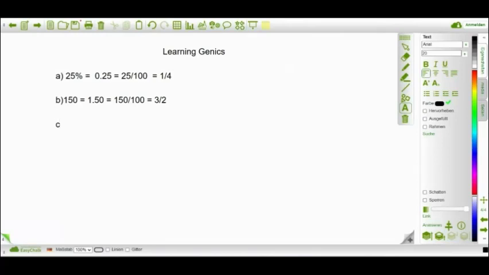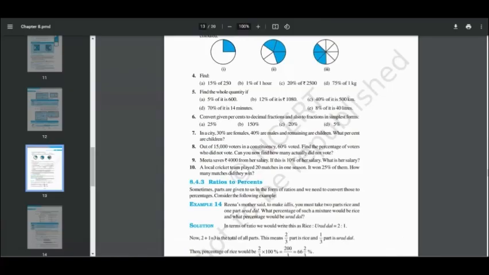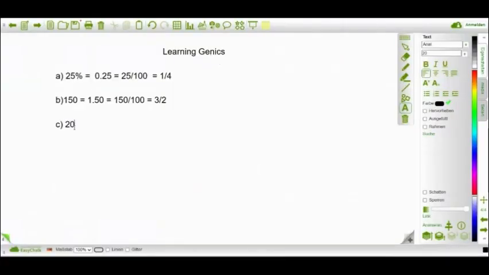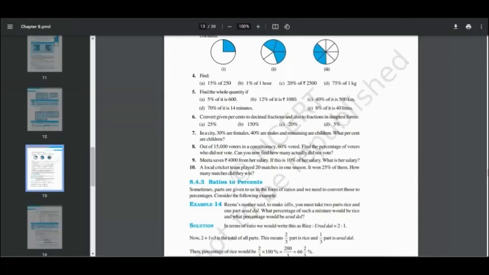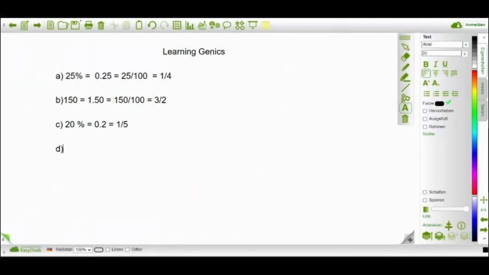Now, C part and D part, I leave it on you guys. Comment the right answer in the chat box, but I'll give you the right answer. 20% will be 0.2 in decimals, and in the simplest form, it would be 1 by 5. And question number D is 5%. So 5% in decimals will be 0.05. And in the simplest form, it will be 1 by 20. I hope this helps.